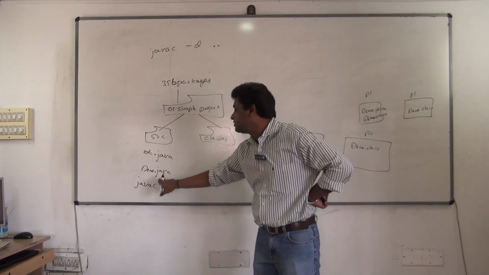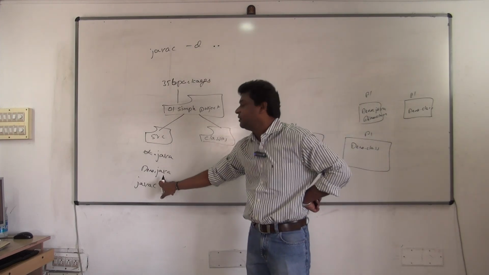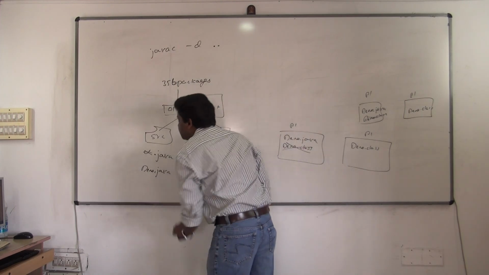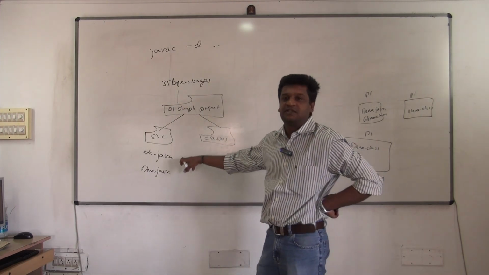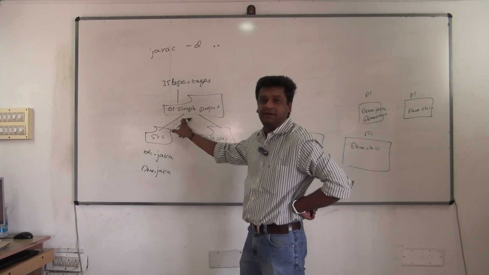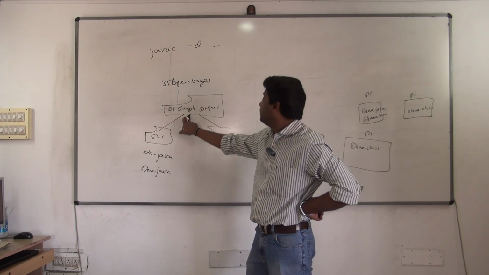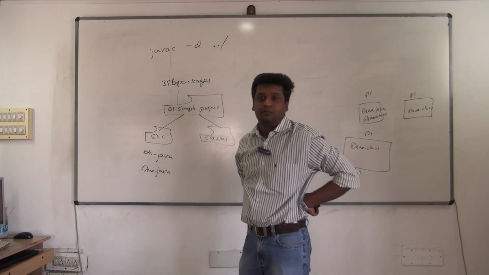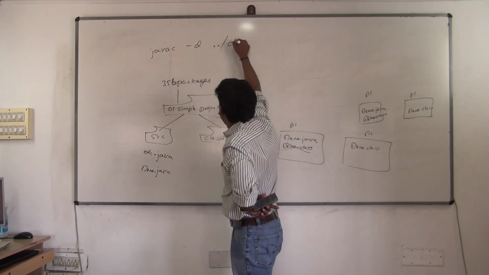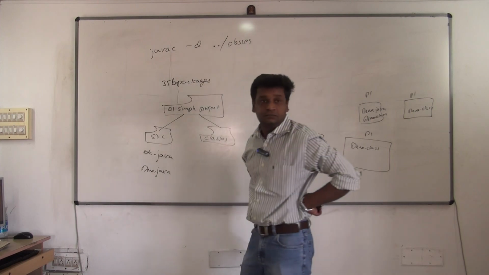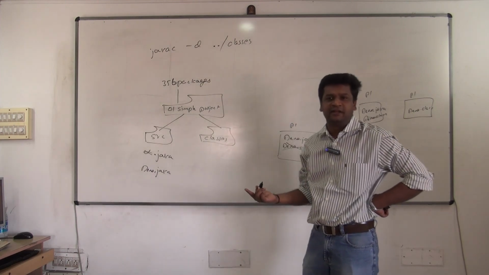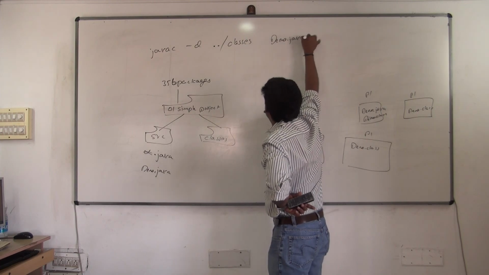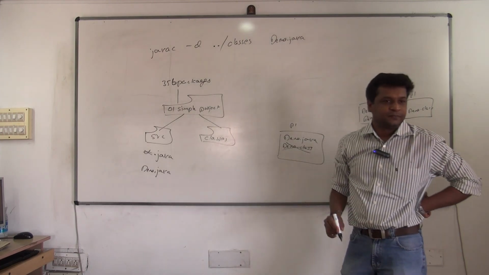You are actually doing this compilation where? In the src folder. So as soon as you say javac -d .., it will come outside, and then it has to enter classes now. So what will I do? Put a forward slash and then say classes. That's it. One extra line you are adding. Then you'll say Demo.java. That's all you are doing, nothing more.